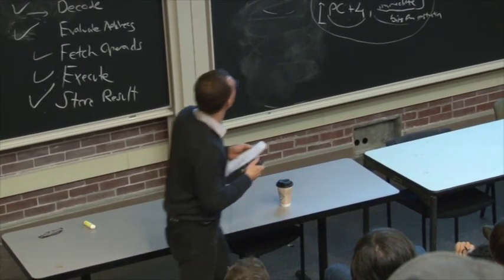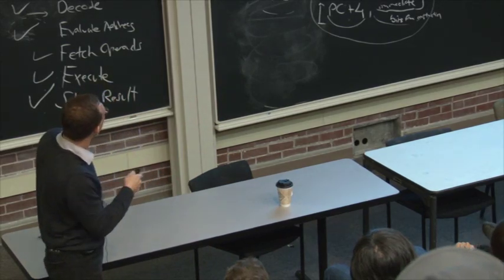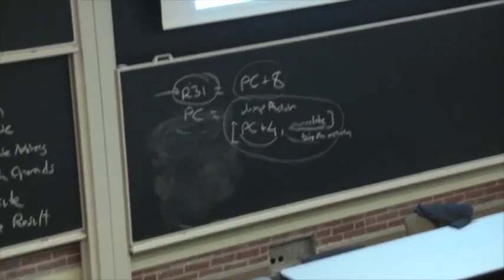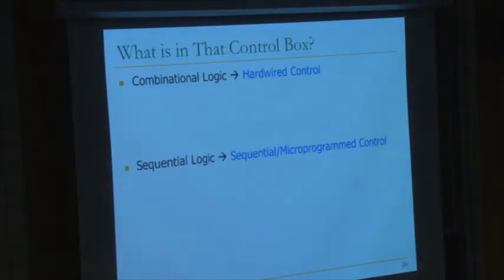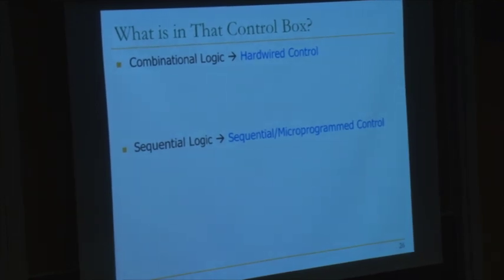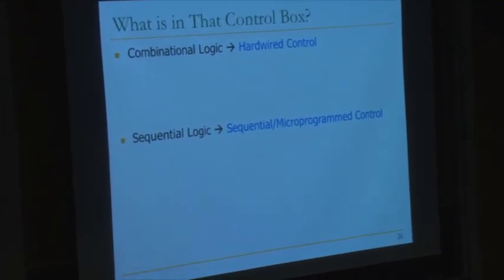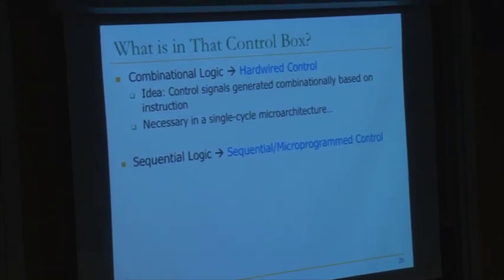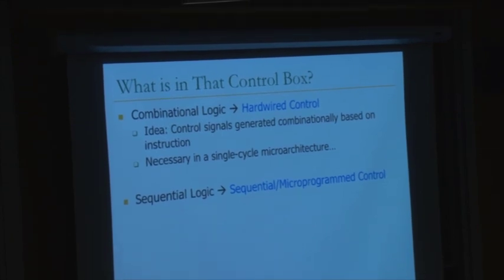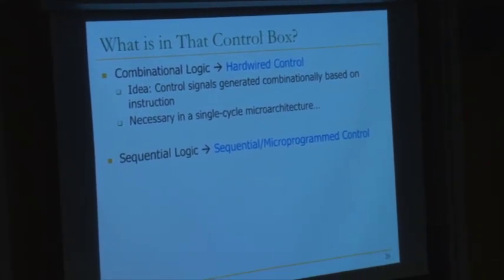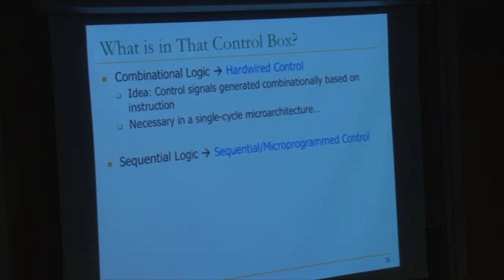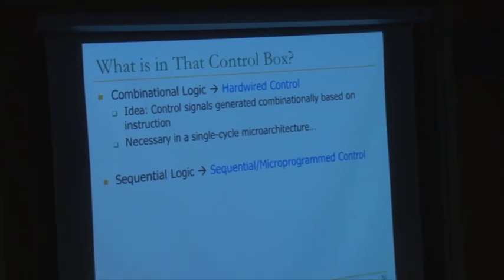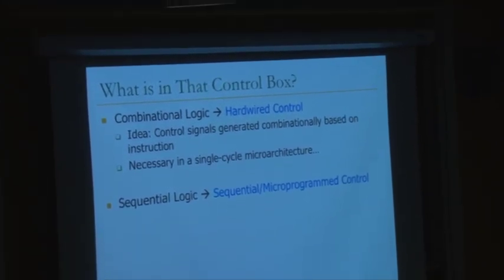OK, now let's take a look at what's in that control box. There are two ways of designing the control store, the control logic. One is hardwired control, combinational logic. And you have no choice in a single cycle microarchitecture, right? It has to be hardwired, combinational. The idea is control signals are generated combinationally based on the instruction and what's going on in the data path. There's always interaction between the data path and control, as we will see in a microcoded architecture.